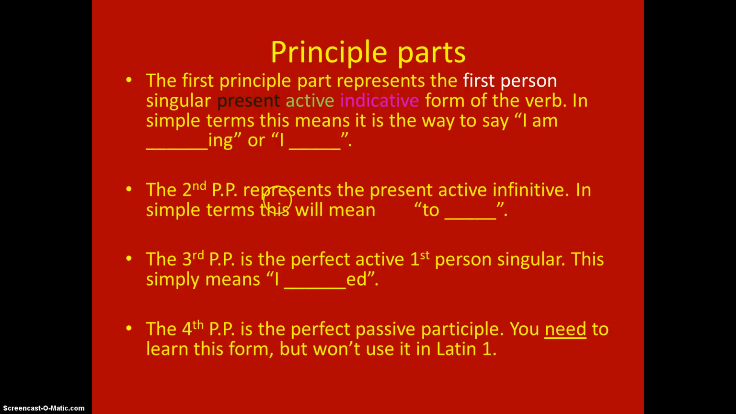The third principal part is the perfect active first person singular. It just means I loved. Amavi, I loved. The fourth principal part represents the perfect passive participle. You need to learn this form, you need to know what it is, but it doesn't actually get used in Latin 1. It becomes very important in Latin 2.